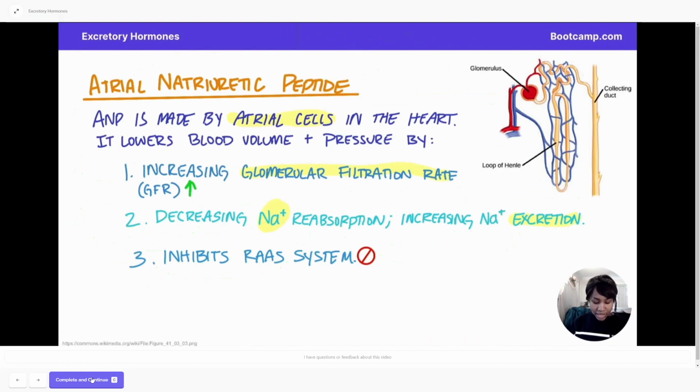And lastly, it's going to inhibit the RAS system. So the renin-angiotensin-aldosterone system, that's not happening because that whole process is meant to increase blood pressure. So we're going to inhibit that to make sure that the pressure doesn't raise into dangerous levels that could then damage the cells in the heart.